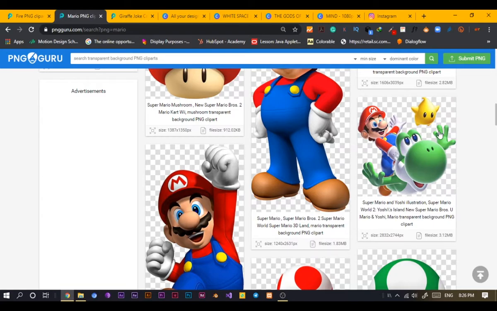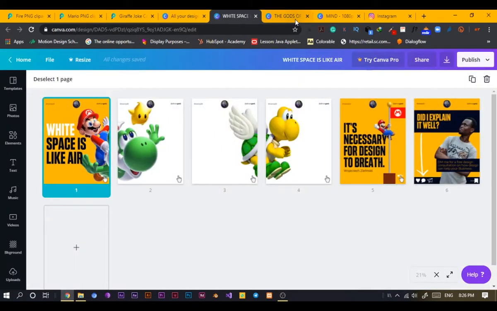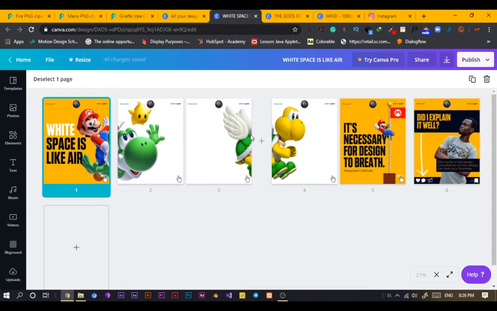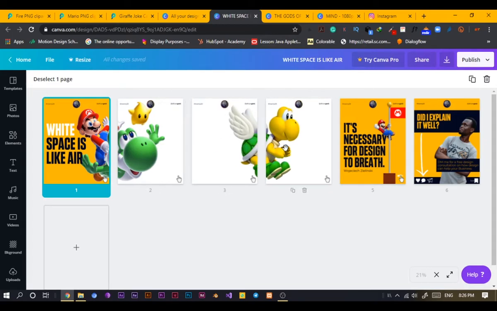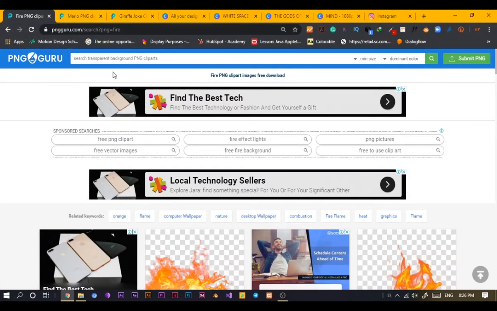So fine, this is like flying in air. You get it? So where's this thing? So he's flying, this is also flying, and here he's just dropping down. So white space is like air. That's why he left this place blank, leaving a white space, and with this flying element, or these photos showing some sort of flight, it's necessary for design. So you realize that it's all about trying to search for the appropriate photo.